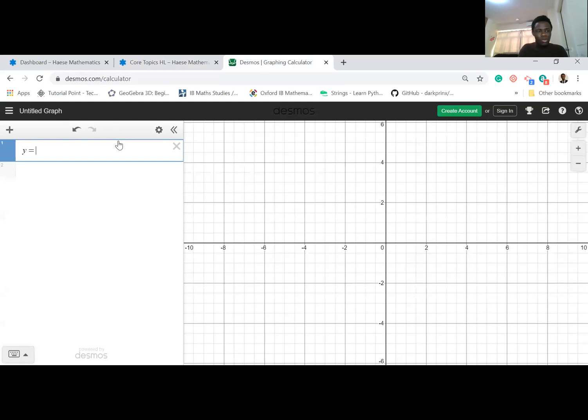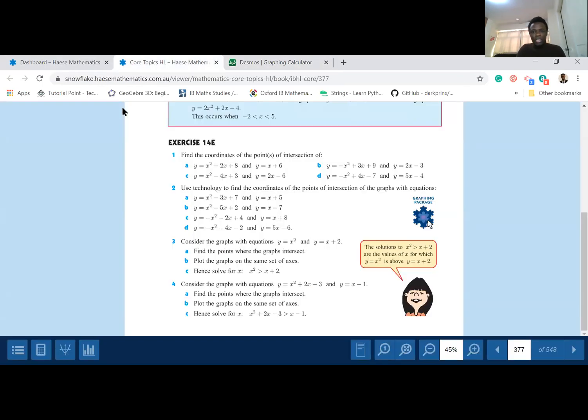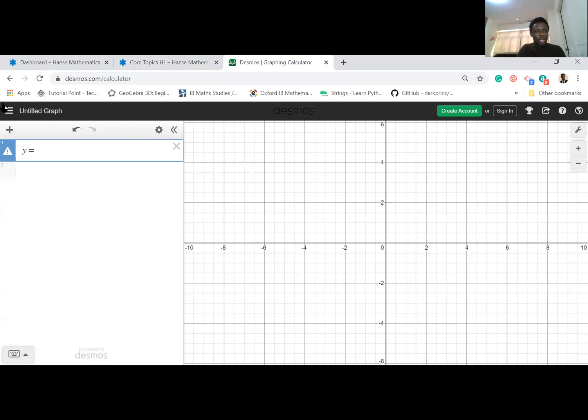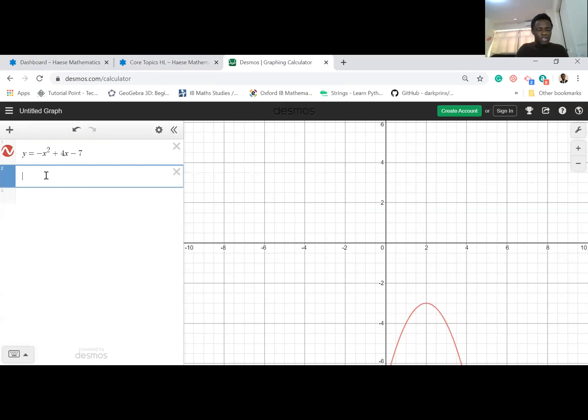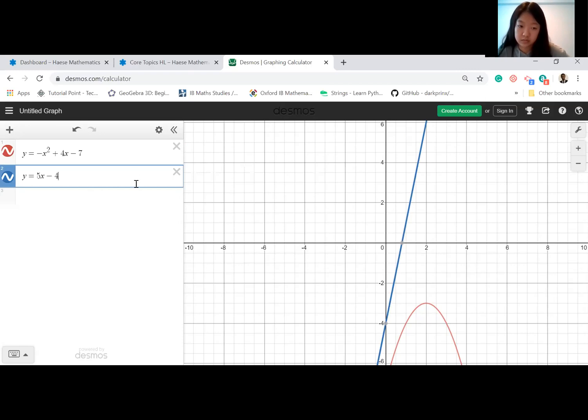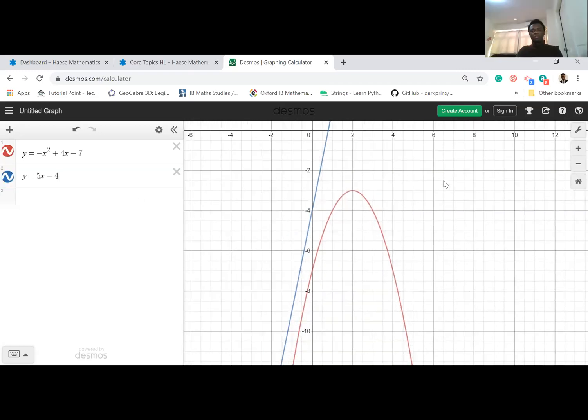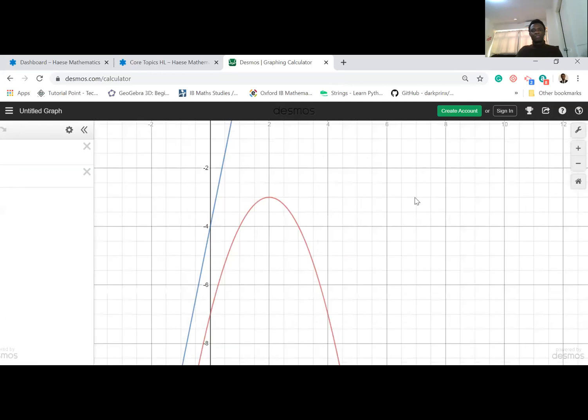All right, so y equals, the first one is negative x squared. Can someone give me the equation so I don't have to go between windows? The equation, Karen, you want to help? Y equals negative x squared plus 4x minus 7, and the other equation is? Y equals 5x minus 4. Can you see this, everyone? Guys, can you see this?